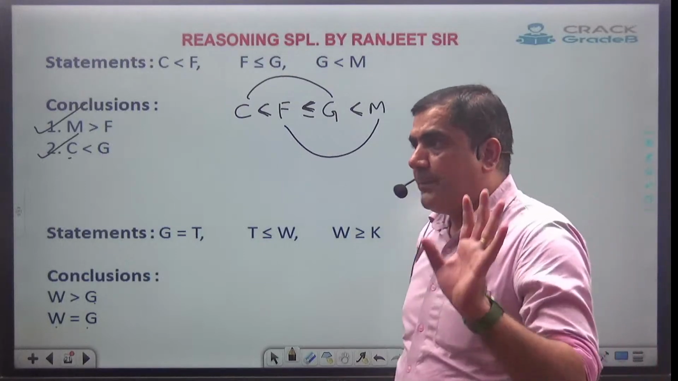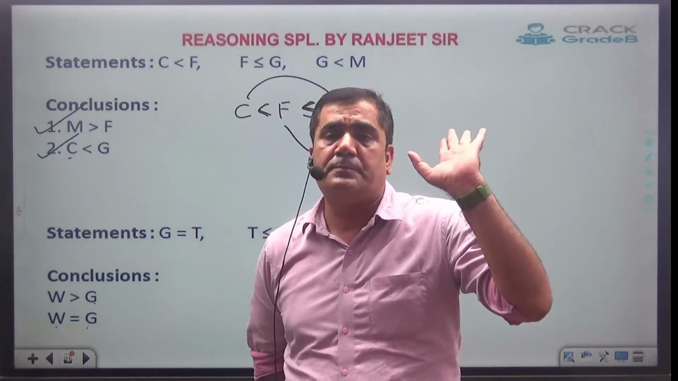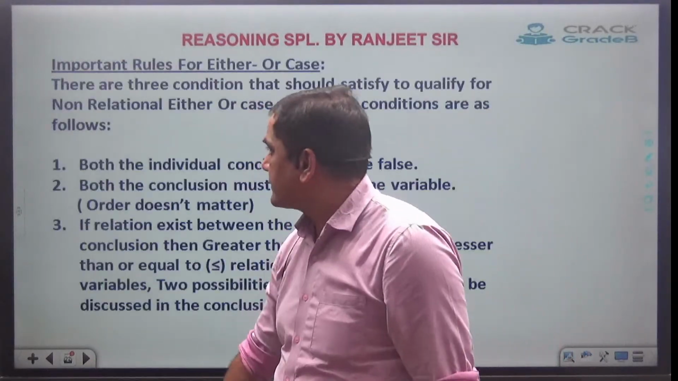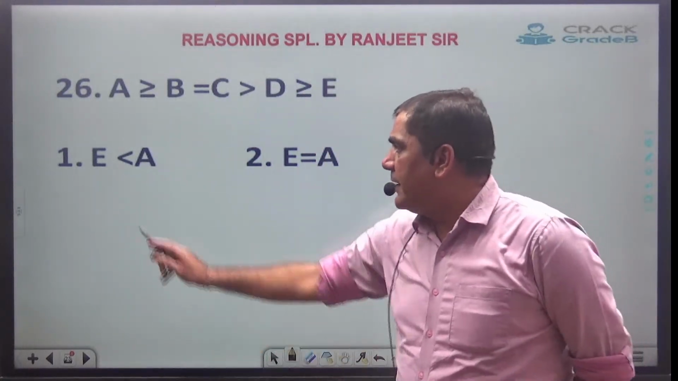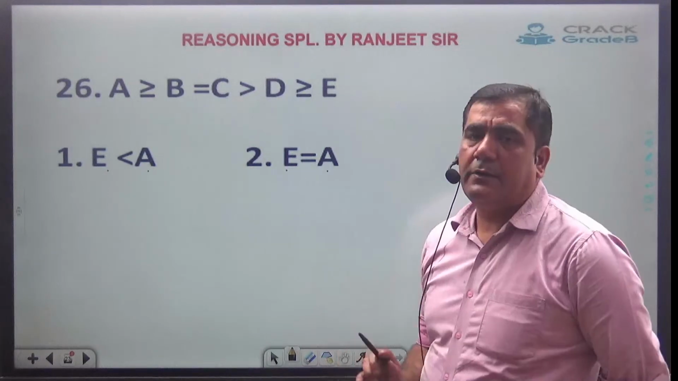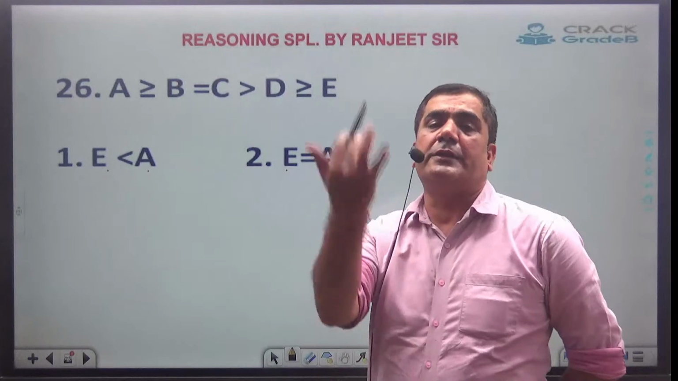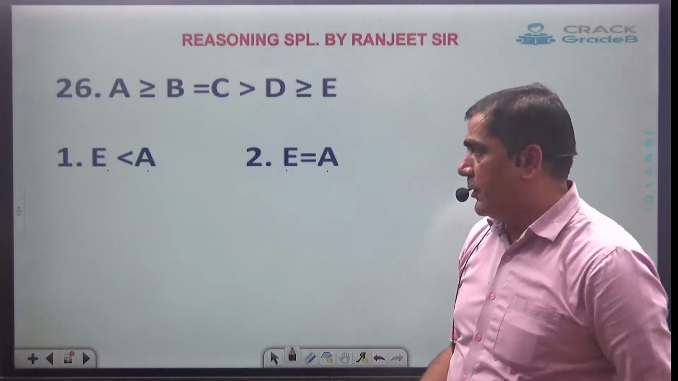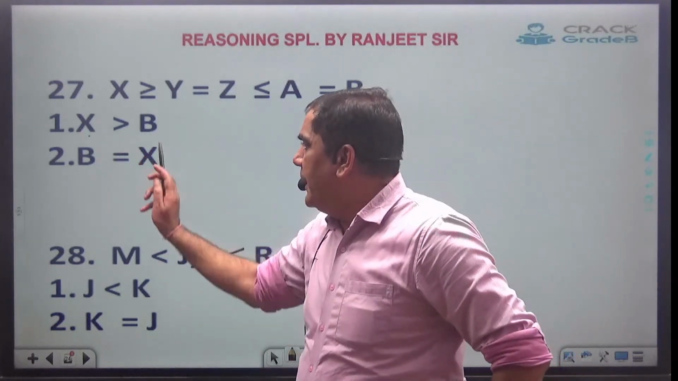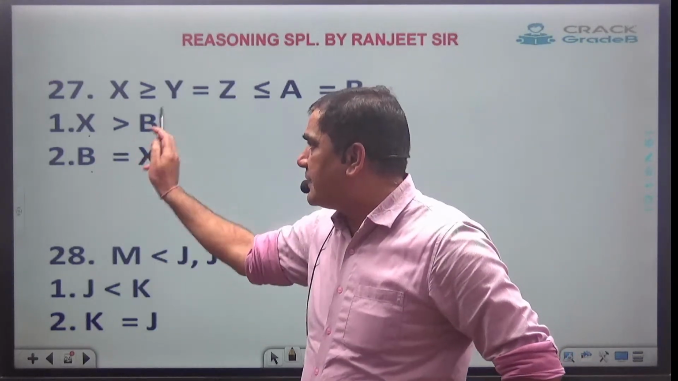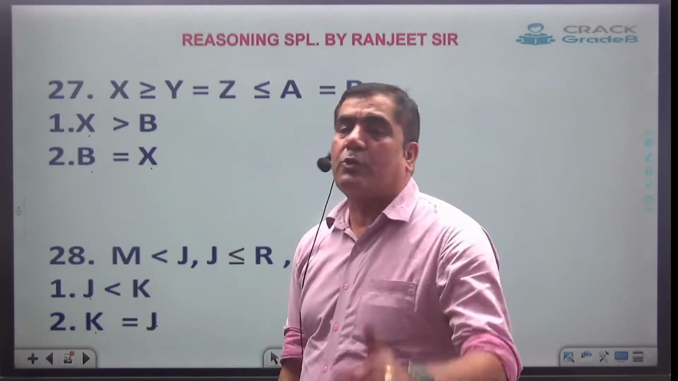Clear? The prime condition is the conclusion must have the same variable. For example, let's see this one. Now here they have given E, A, E, A. Both the conclusion will have the same variable. So you should go for either or. Next one, X, B, X, B. Both the conclusion will have the same variable, so you should go for either or. J, K, J, K. You should go for either or.